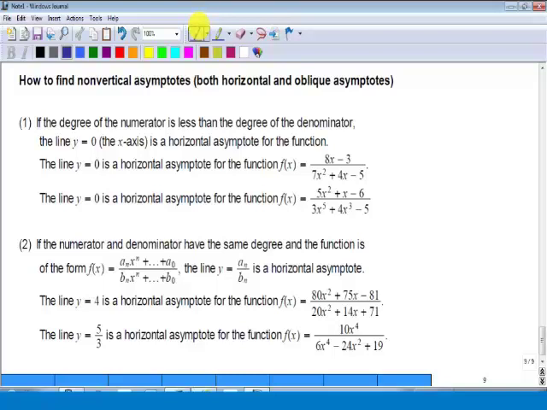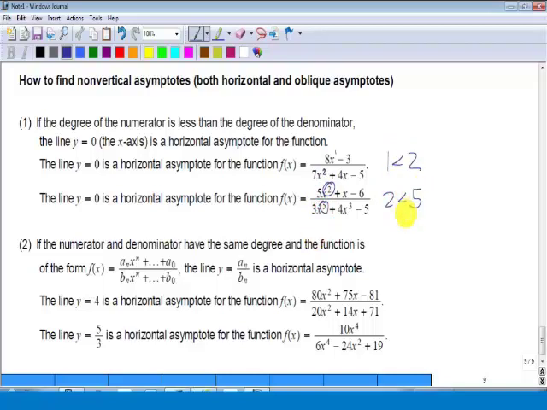In every case, we compare the degree of the numerator to the degree of the denominator. 1 to 2. The degree of the numerator is 1, the degree of the denominator is 2. 1 is less than 2. The degree there is 2, the degree there is 5. 2 is less than 5.